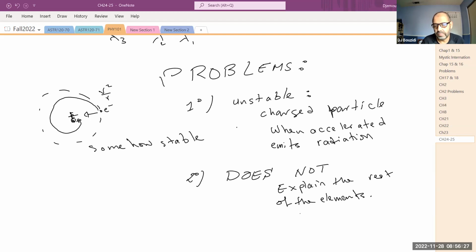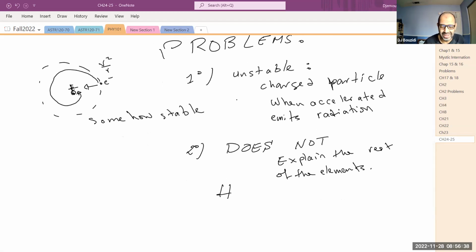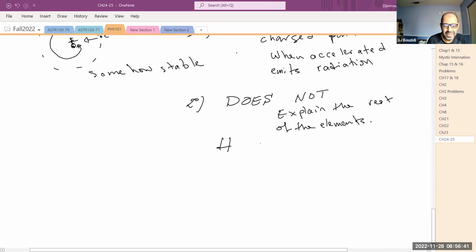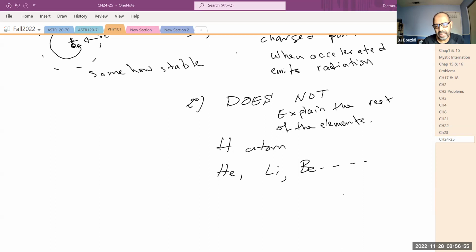That's not good enough. How about helium, which is the next lightest element in the periodic table? So if all you can do is just explain the hydrogen atom, mind you, not the hydrogen molecule. Okay. So hydrogen atom. Okay. How about helium? How about lithium? How about beryllium? And so on and so forth. The rest of the elements in the periodic table. Well, how about them? Well, for that, the theory actually can explain something about helium and lithium and beryllium and the rest of the elements in the periodic table.